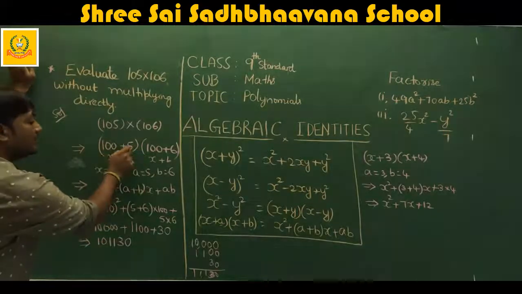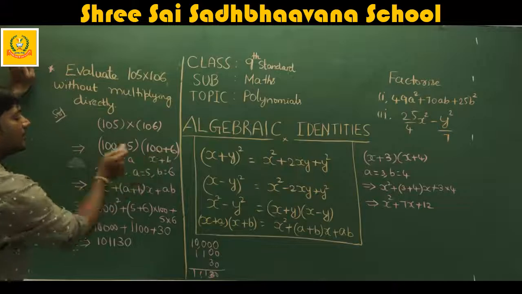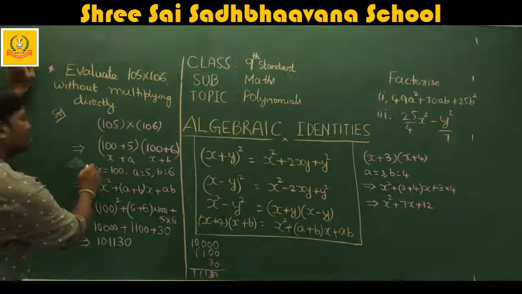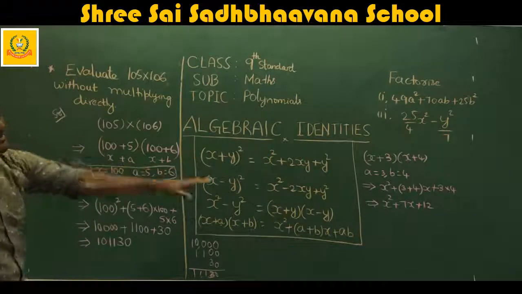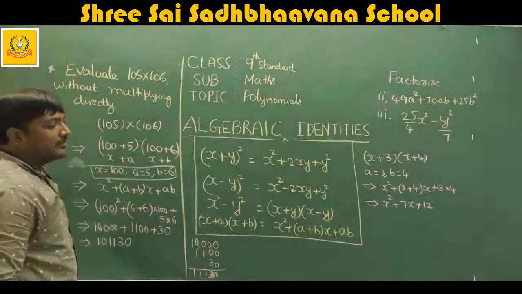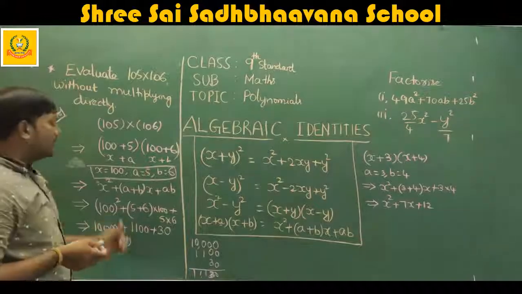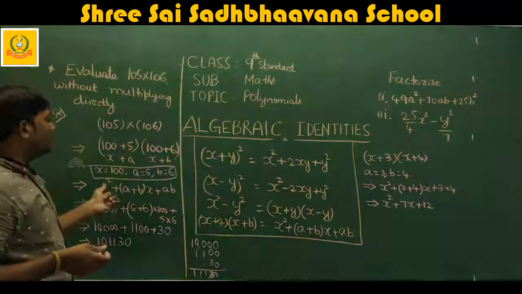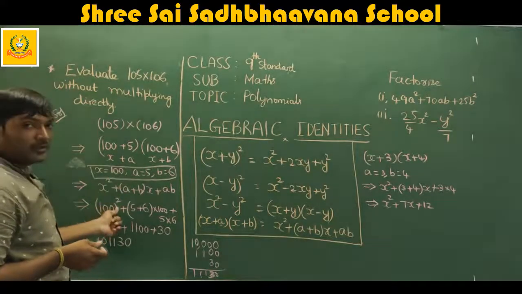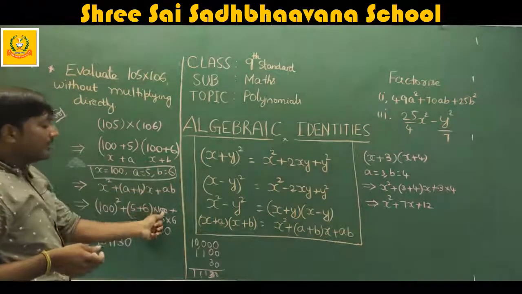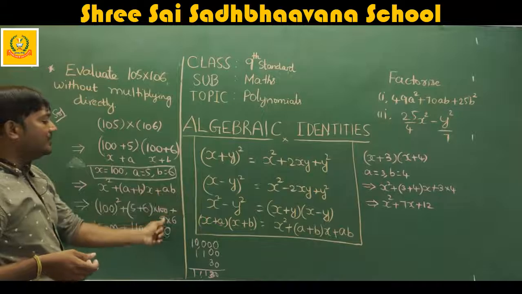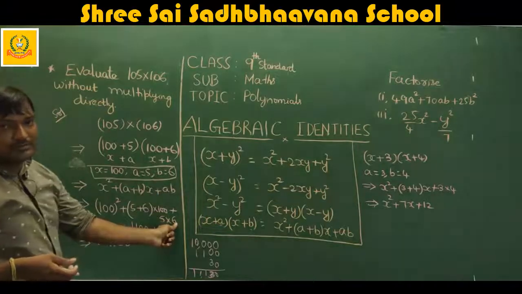And what is a here? First value is a and second value b. So write like this so that you will not get confused. Once you write like this, just apply in the formula. x square plus (a plus b) into x plus ab. So x square, what is x? We have taken 100. So 100 square plus (a plus b), 5 plus 6, so 5 plus 6 into 100 plus ab, which is 5 into 6.